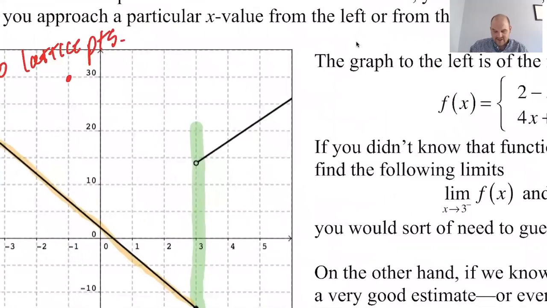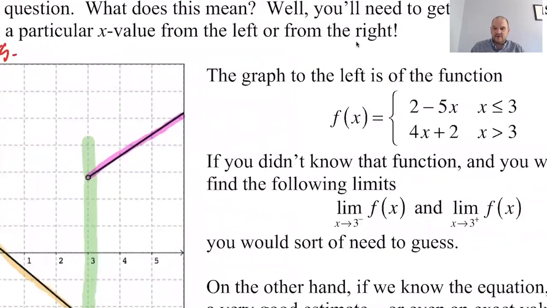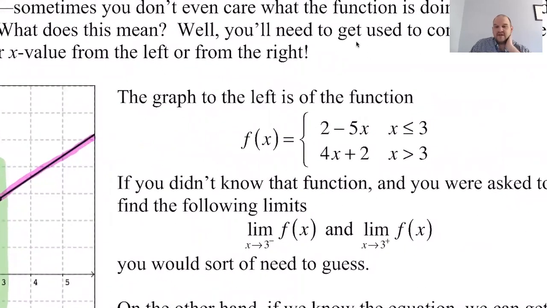And then we have the exact same problem over here. This also doesn't go through any lattice points, and so it's a disaster. So this is where you need equations. The equation for this would have to be piecewise, and it's over here on the side. You can see that f of x is 2 minus 5x when x is less than or equal to 3, and 4x plus 2 when x is greater than 3. So we can use these definitions to find our limits.